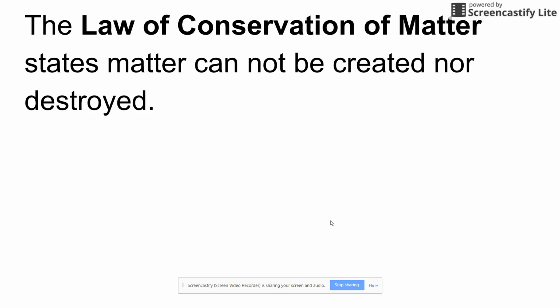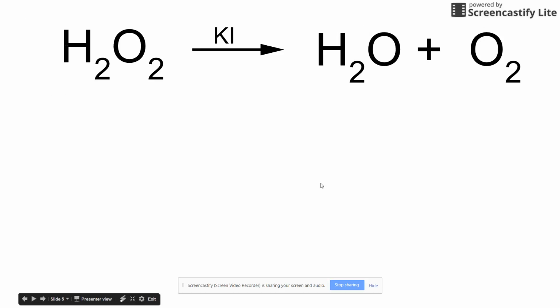The law of conservation of matter states that matter cannot be created nor destroyed. So when you have your chemical equation, you need to make sure what you're putting in is what you're getting out. If you pay real close attention here, you notice that 2 hydrogens are going in, and 2 are coming out, which is fine. That's perfect. This oxygen, you're putting 2 in, but you have 3 coming out. So you're actually creating matter. This does not follow the law of conservation of matter. And so you need to fix that.